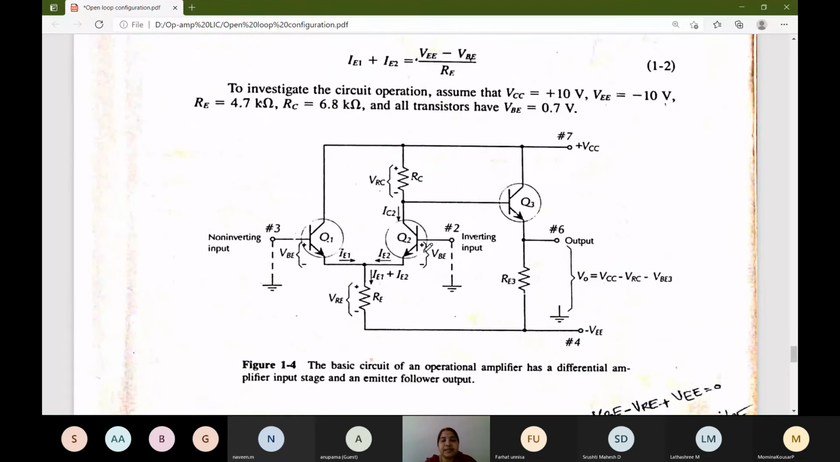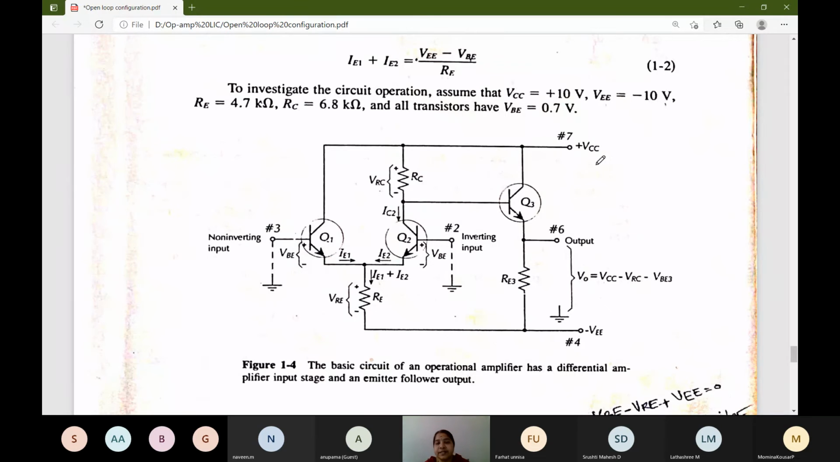See, this is the basic circuit of an operational amplifier. Operational amplifier is an integrated circuit, right? All the transistors are put inside the operational amplifier. So that is shown here. We have two transistors here, Q1 and Q2. There are two terminals, non-inverting input and inverting input, given to the bases of transistors Q1 and Q2. Okay, both the collectors are brought together and given to plus VCC.